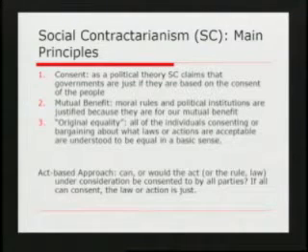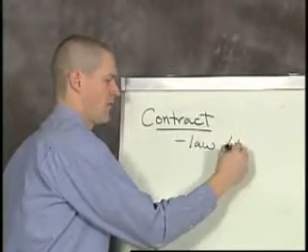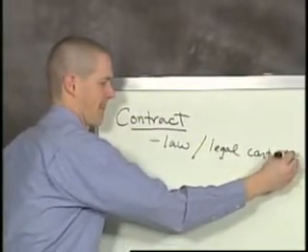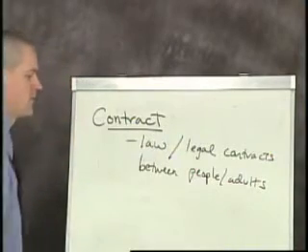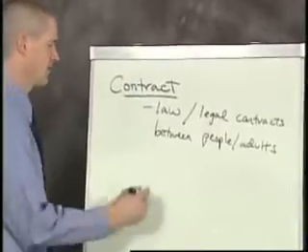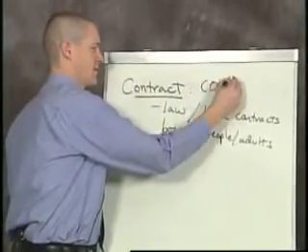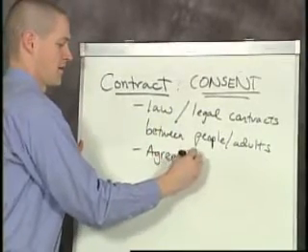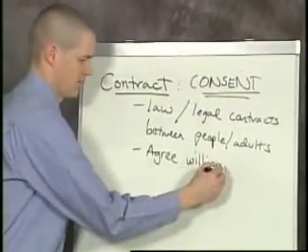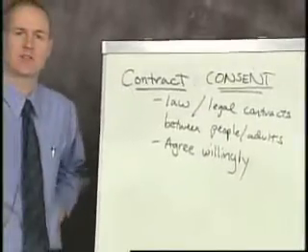All right. As you may have already guessed, social contractarianism comes from the idea of a contract. Most of us have some idea of what a contract is. It comes, of course, from law or from legal contracts between people, generally adults, or between adults and corporations and so forth, or legal counsel. And the most important idea of a contract is the principle of consent. And the idea of consent is simply that we agree willingly to enter into the contract.